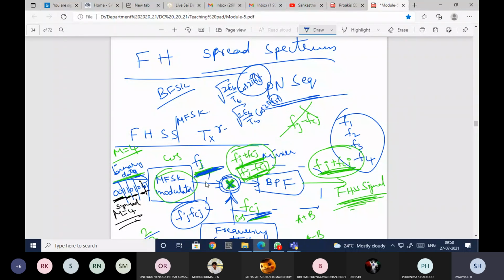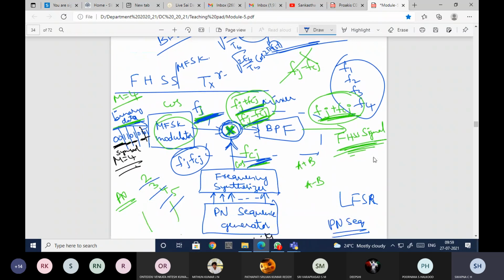This is nothing but cos Fj. Here also it will be cos Fcj, something like that. So that is given to the multiplier. By using the trigonometric functions, you'll be able to expand it so that in the expanded term you'll have Fj plus Fcj and Fj minus Fcj. These two components should be passed through the bandpass filter. We need to tune the bandpass filter in such a way that it will take only the component Fj plus Fcj. That will be the output. So this is all related to the transmitter.